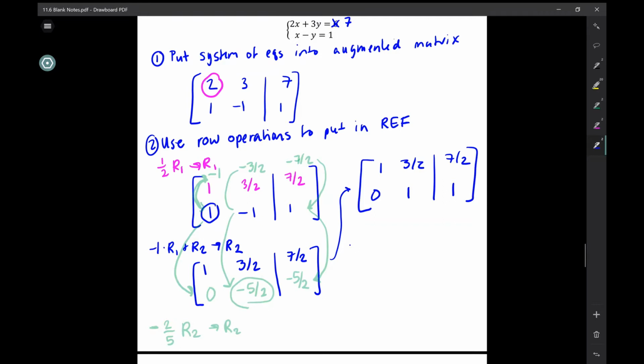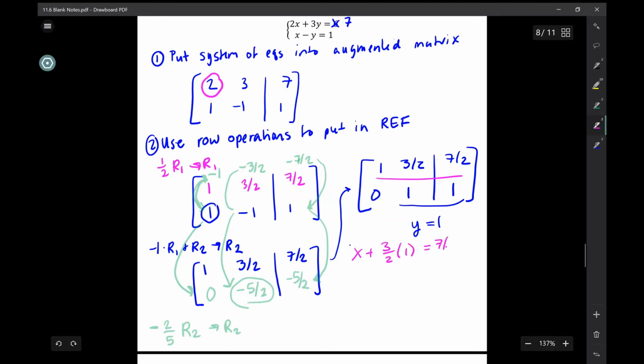I can retranslate it back to a system of equations to solve it. This line tells me that y equals 1. This line tells me that x plus 3/2 of y, which is 1, is equal to 7/2. Subtract 3/2 from each side, and I get x equals 4/2, which is 2, and so my solution is (2, 1). And that's how we solve a system of equations using a matrix.